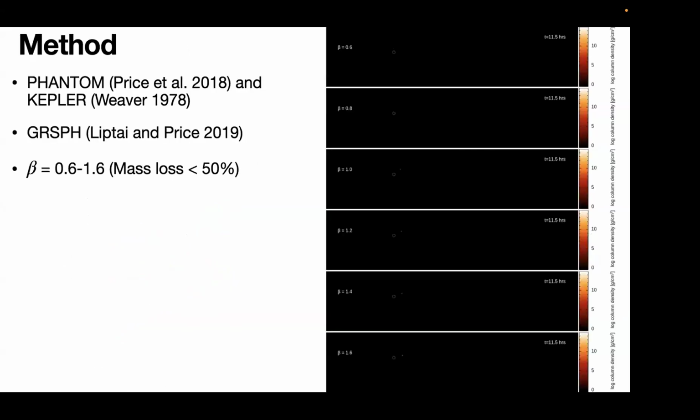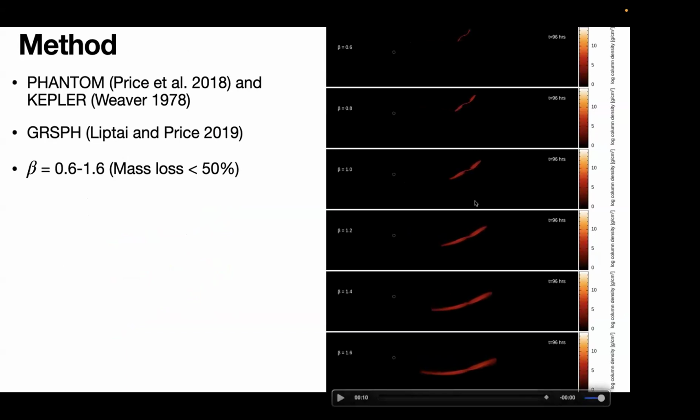In this work, we ran six simulations using Phantom, and we obtained our stellar model of a one solar mass middle-age main sequence star from Kepler, which is a stellar evolution code. Then we disrupted all these stars in Phantom, as you can see here. These simulations are shown only up to 4 days because after that, I use a sink particle to replace the star to speed up the calculations. All these simulations result in the star losing less than 50% of its mass. For beta 0.6, it only loses about 1% of its mass, while for 1.6, it loses about 50%.